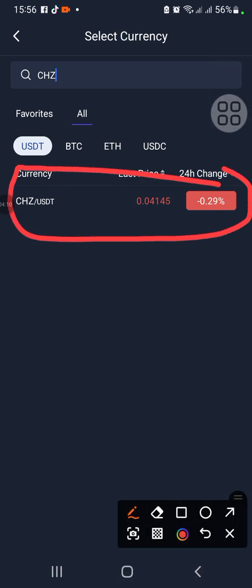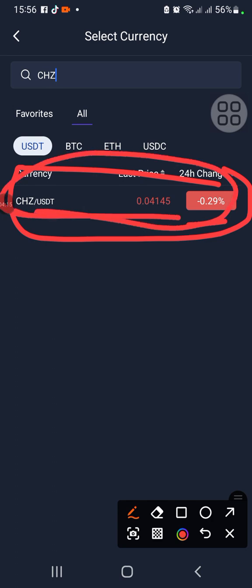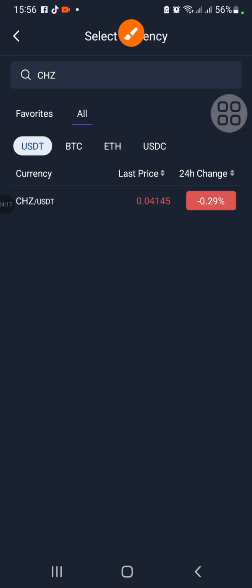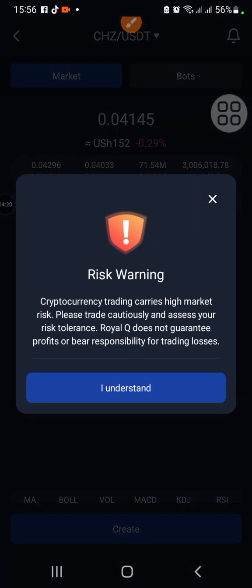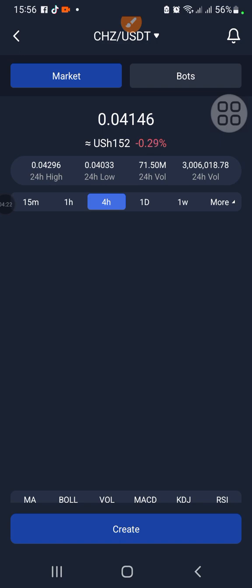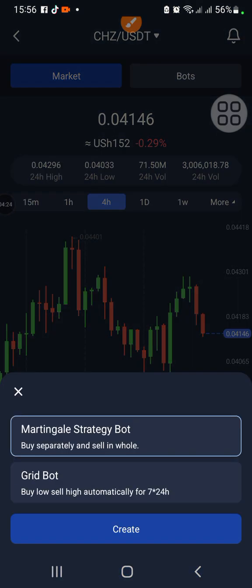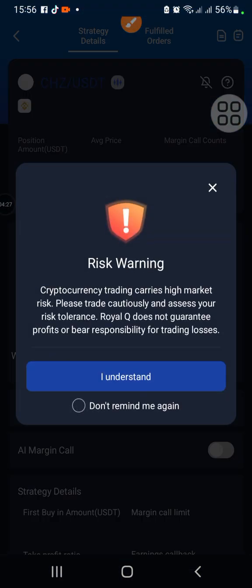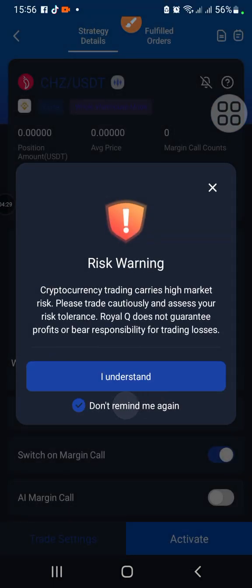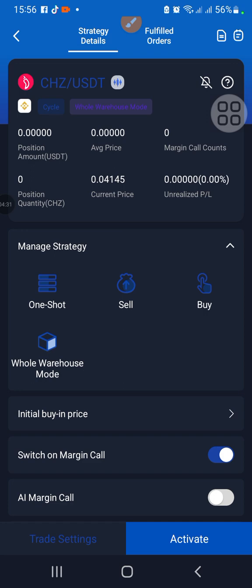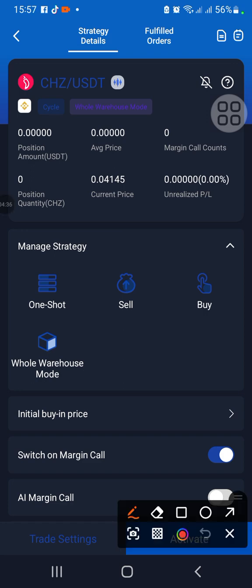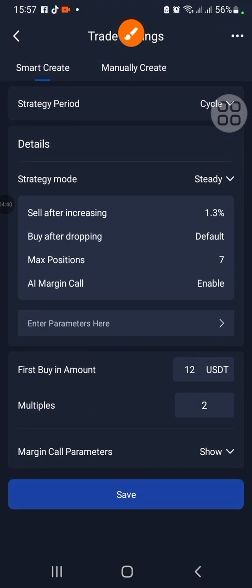Okay, so what you do, you just tap anywhere around here. Okay, so what I'm going to do, I'm going to tap. All right, so I'm going to say I understand. Then I'm going to tap on create. Then again, I'm going to tap on create. Okay, then here I can say don't remind me again. Then I tap on I understand. So when we come to this page, we shall need to tap here under trade setting. Reason being, we want to set in our own strategy.